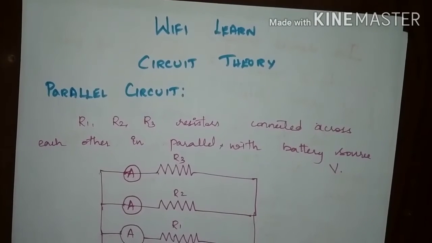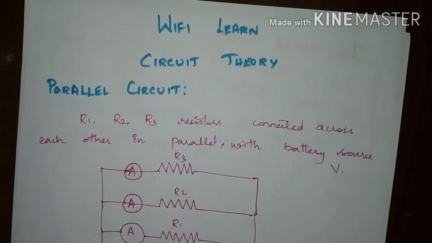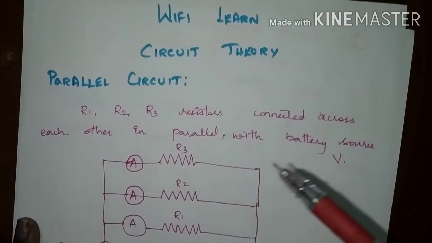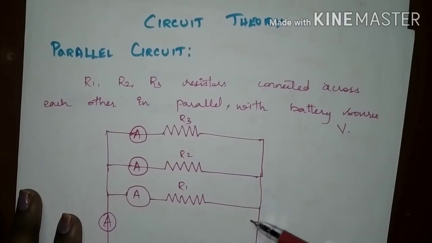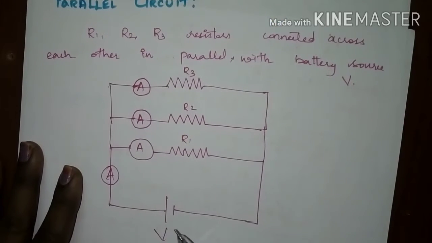We are seeing the topic under circuit theory, that is the parallel circuit. In the last video, we saw the series circuit, where elements are connected in series. Whereas in a parallel circuit, the elements are connected across each other such that they form a parallel structure. Here in this circuit, the resistors are connected across each other, forming a parallel circuit, with an input supply of voltage V.